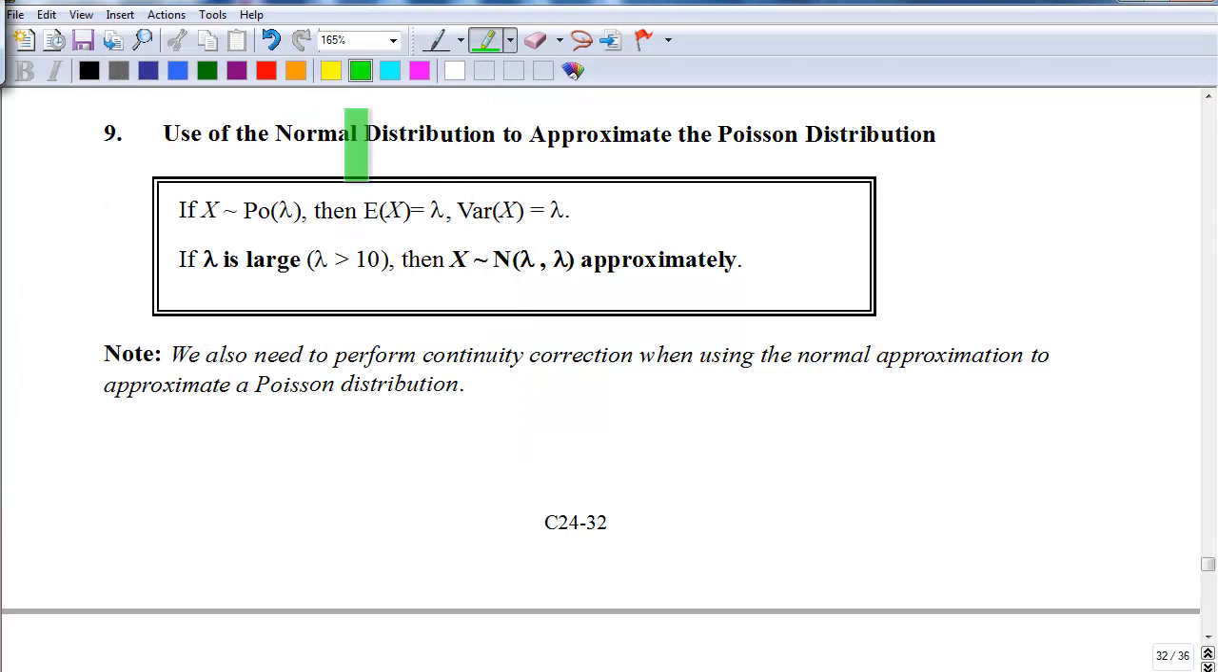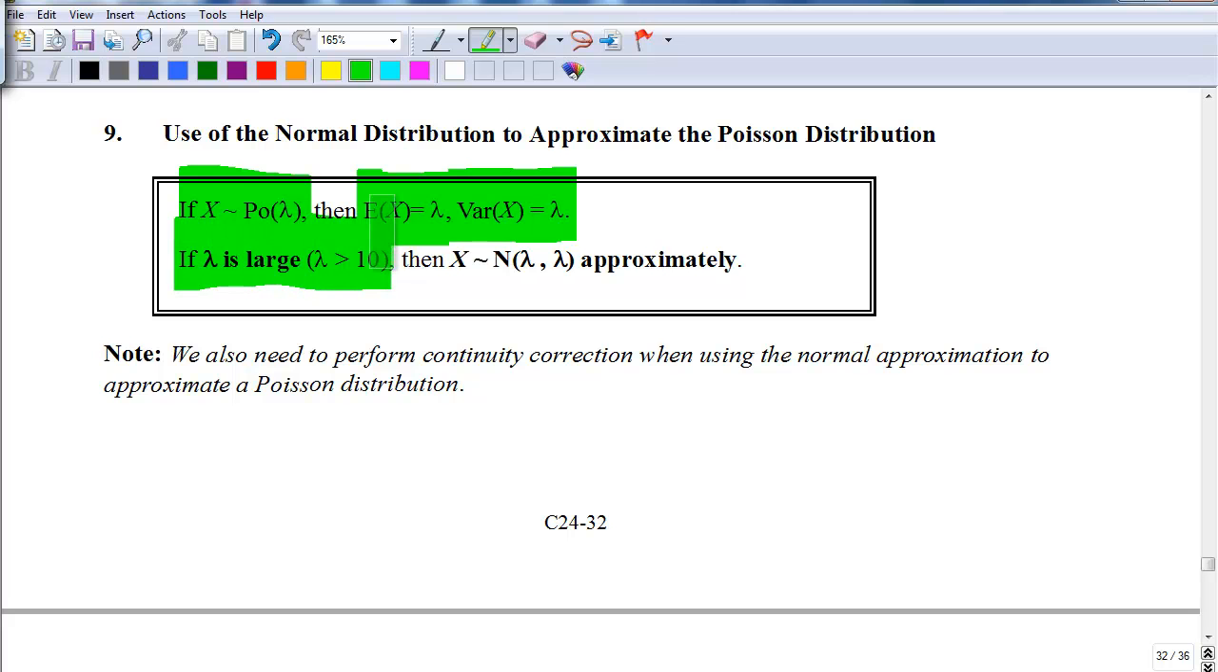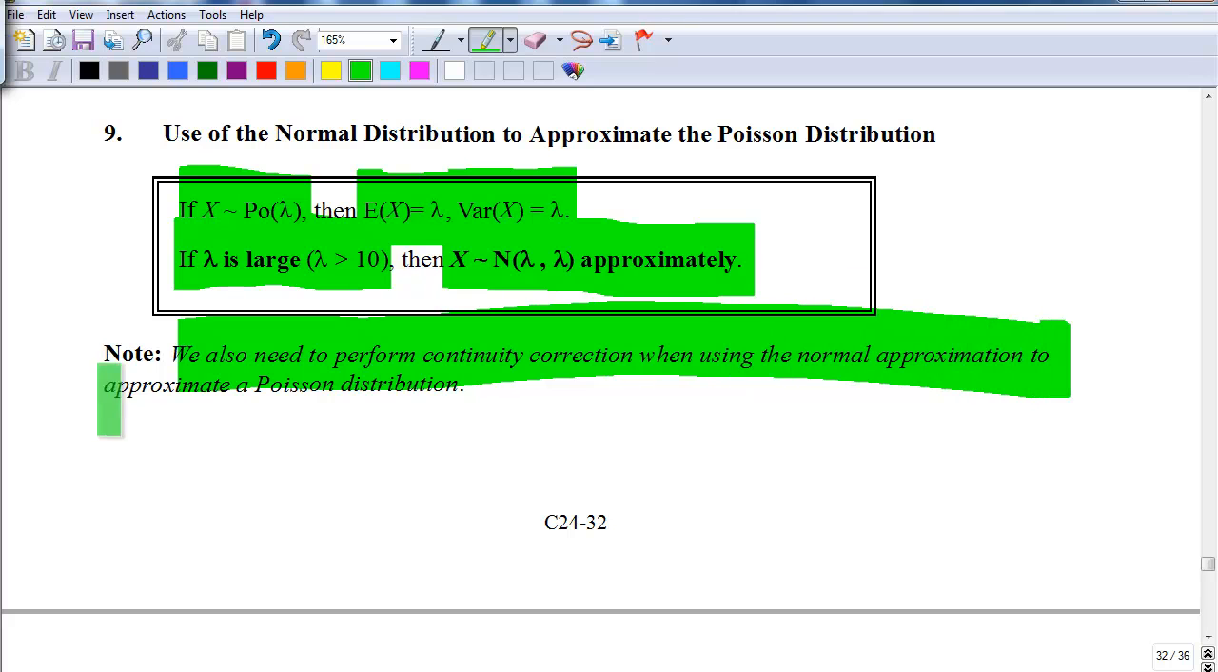Now let's say I've got X, and X is Poisson with mean lambda. And then of course that means the expectation of X is lambda, the variance of X will be lambda. Now if lambda is large, lambda bigger than 10, then X will be approximately a normal distribution with mean lambda and variance lambda. Now note that we also have to use continuity correction here because Poisson is again a discrete random variable.